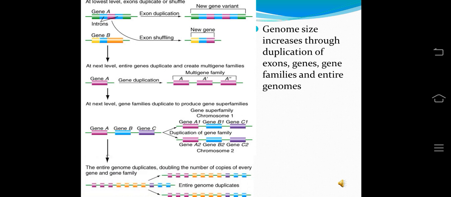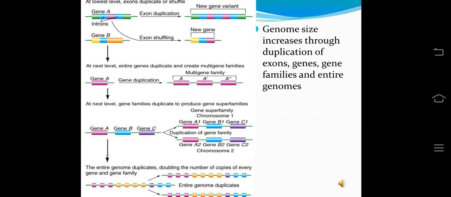The entire genome duplicates, doubling the number of copies of every gene and gene family. Then next, the entire genome duplicates, doubling the number of copies of every gene and gene family.